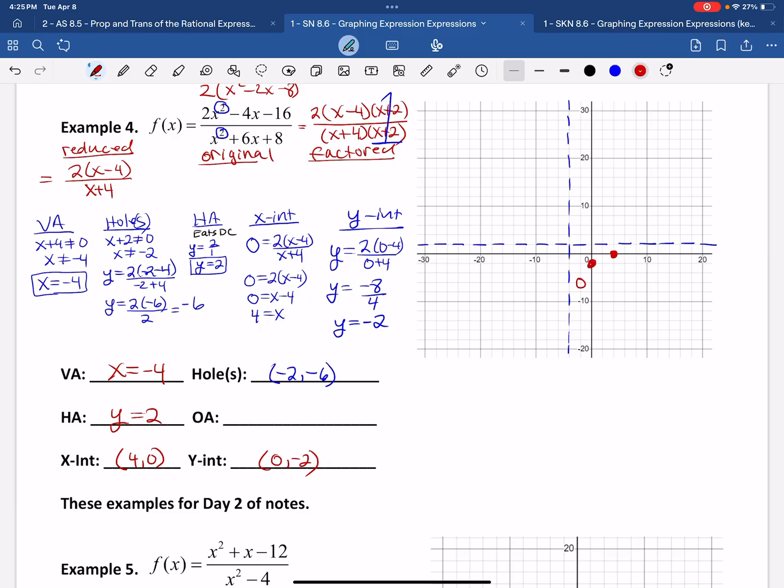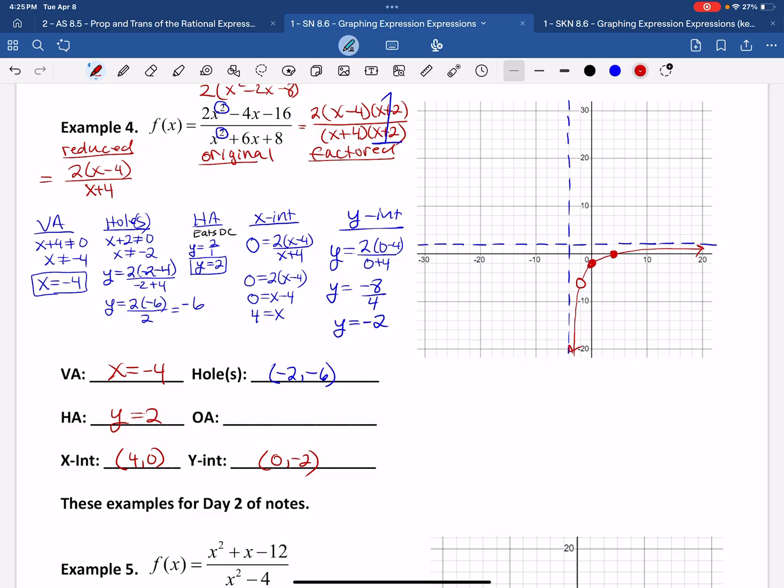All right, so here I am. Now I'm able to sketch my graph. Remember, I'm going to stop at the hole. I don't want to graph through it like that. There we go.